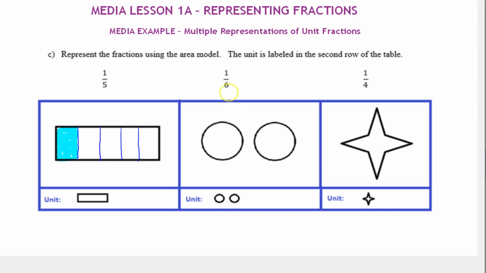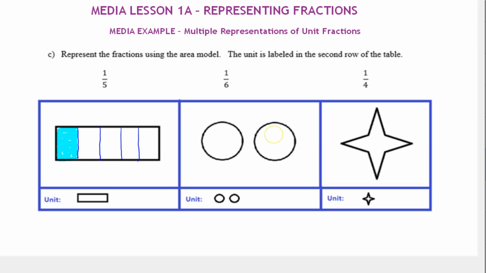Here we want to represent 1/6, and notice there's 2 circles, but it tells us that the unit is these 2 circles. I know it's weird to think of the unit 1 as being 2 things, but you could think of this as 2 pizzas, and maybe you're talking about how much of the 2 pizzas you ate, where the 2 pizzas are the whole, or the unit. So we need these 2 pizzas to be broken into 6 equal pieces. To do that, it should be 3 pieces each.